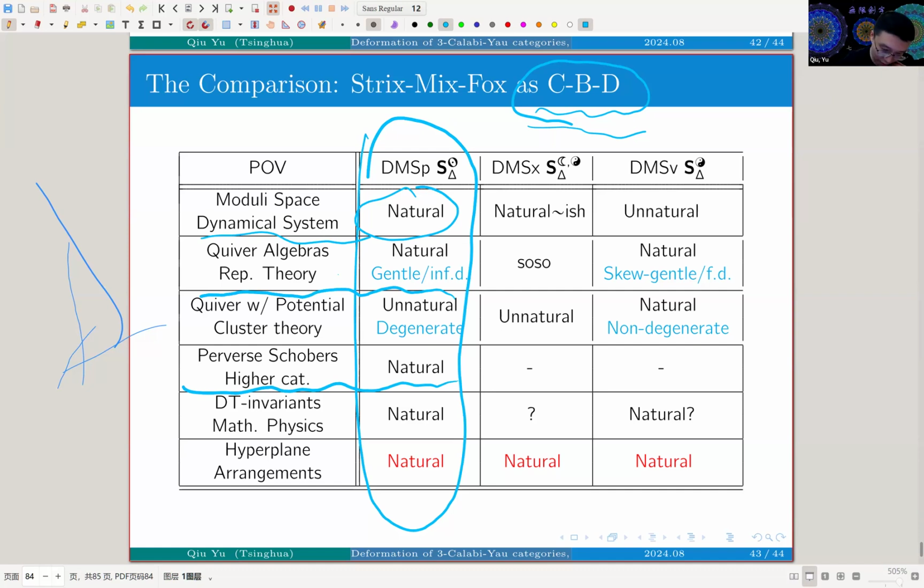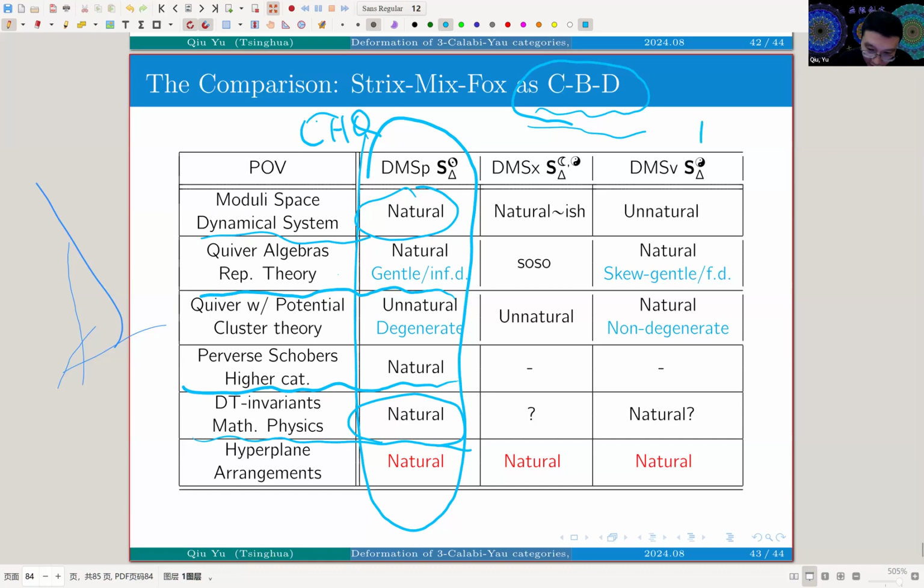And a recent work by Williams and his collaborators says that the DT invariant for this 3-Calabi-Yau category is also natural from the point of view of mathematical physics. So somehow this is kind of a generalization of affine type C. This category is gentle, which means everything is very nice.